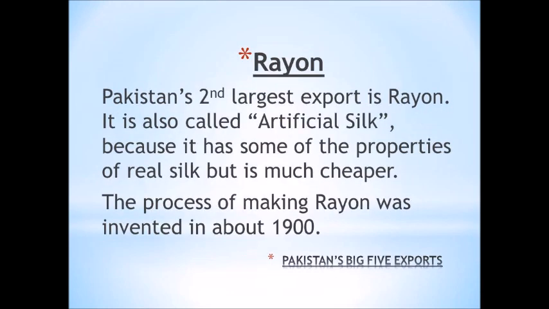Rayon. Pakistan's second largest export is rayon. It is also called artificial silk because it has some of the properties of real silk but is much cheaper. The process of making rayon was invented in about 1900.